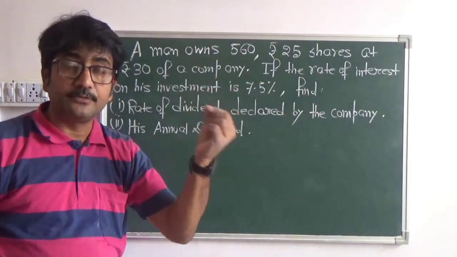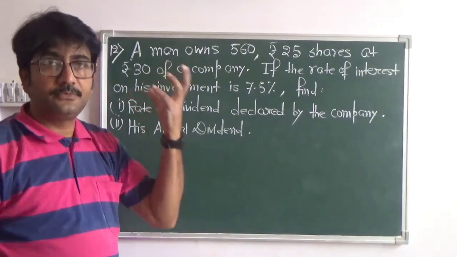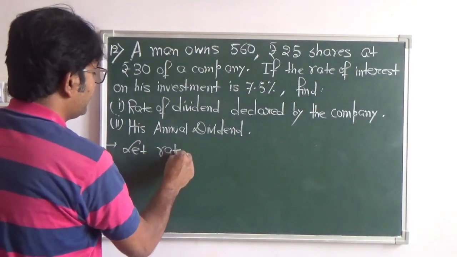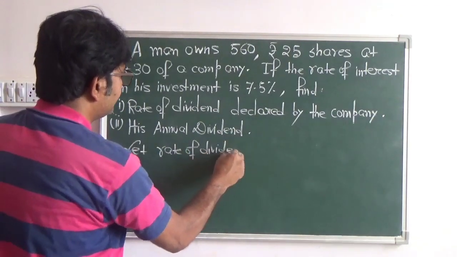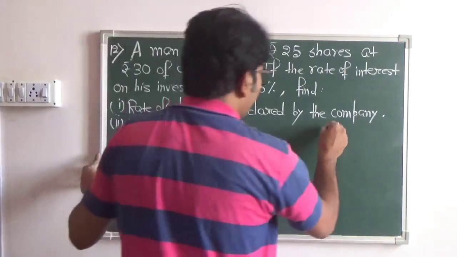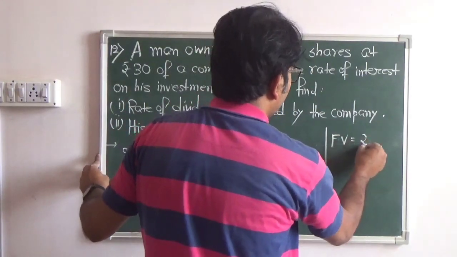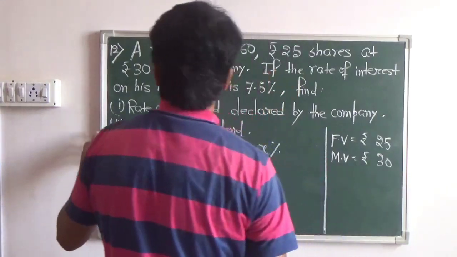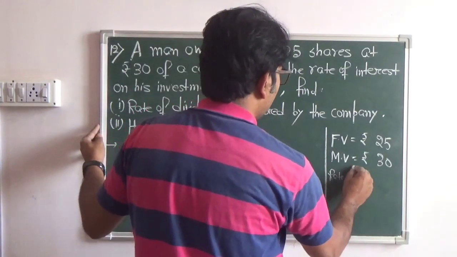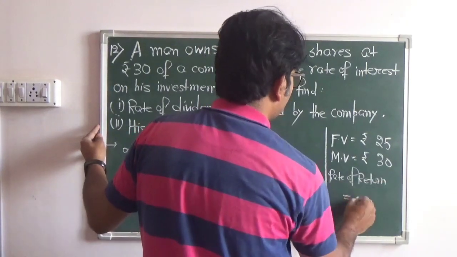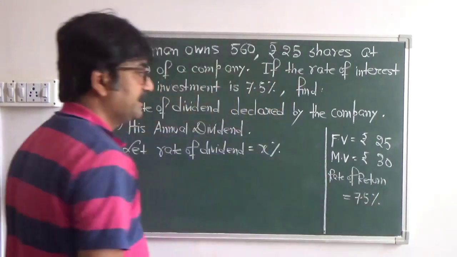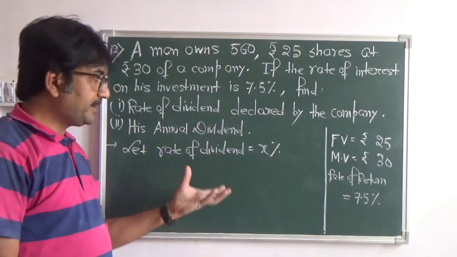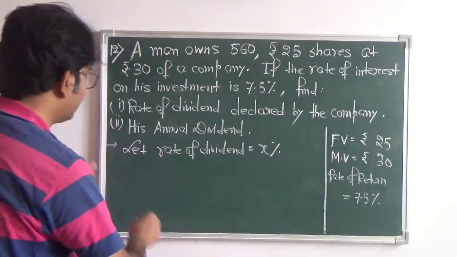So you need to find the rate of dividend, which is calculated on the face value. So let us assume, let the rate of dividend be equal to x percent. Here we have the face value rupees 25, market value rupees 30, and the rate of return, that is equal to 7.5%. This is the information given in the question. So let us assume that the rate of dividend is x percent. If the rate of dividend is x percent, then what is the income on one share?